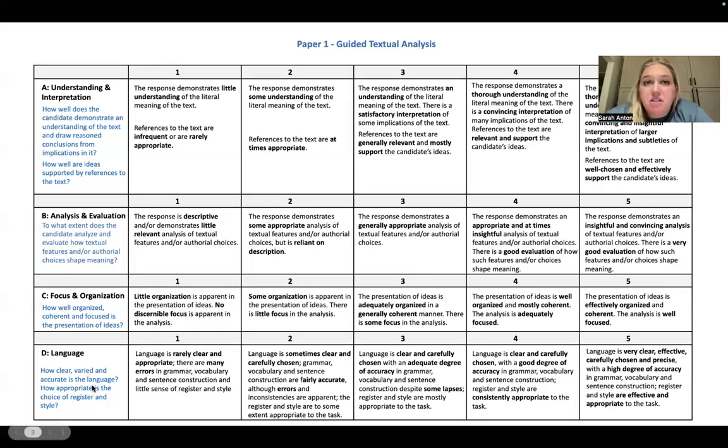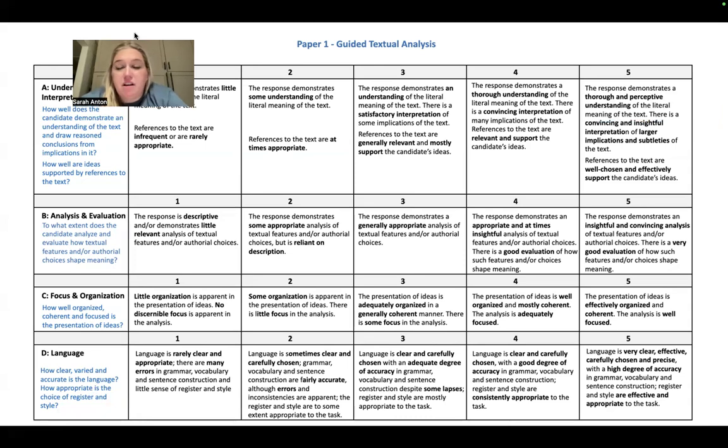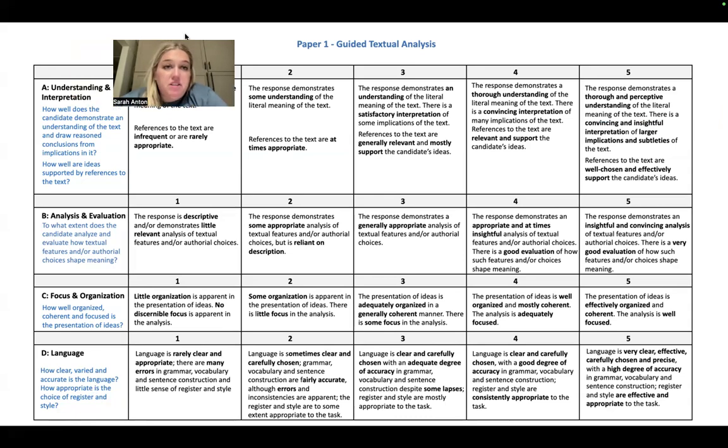Hey everybody, let's talk about the paper one rubric before we get too far into the process of having you practice writing it multiple times. So we want to go over the different criteria. There's A, B, C, and D, right? So for criterion A, we're talking about understanding and interpretation.